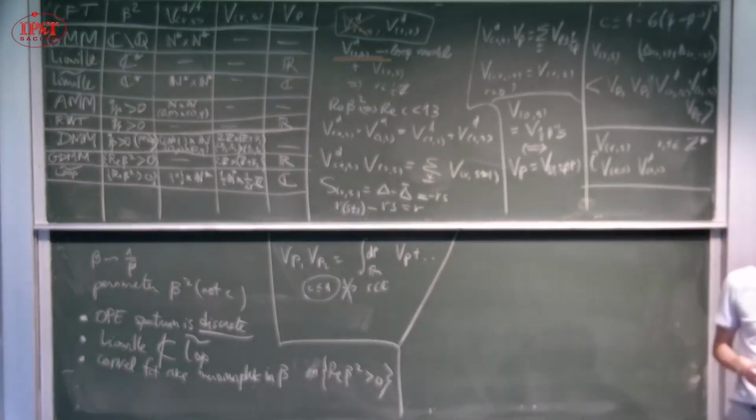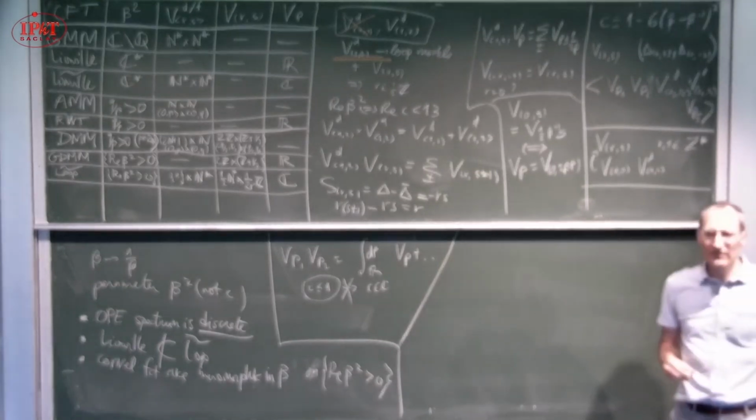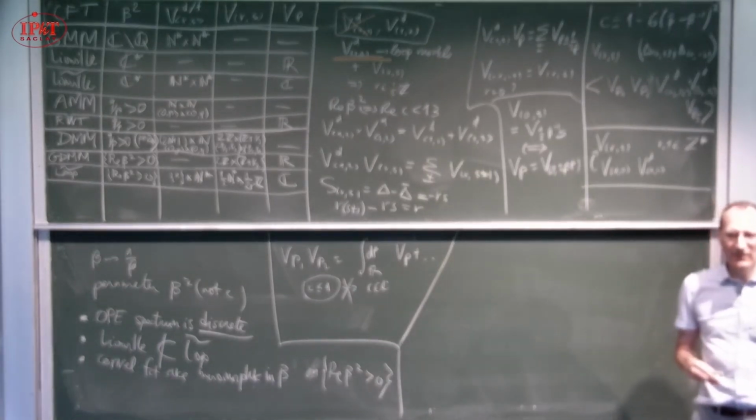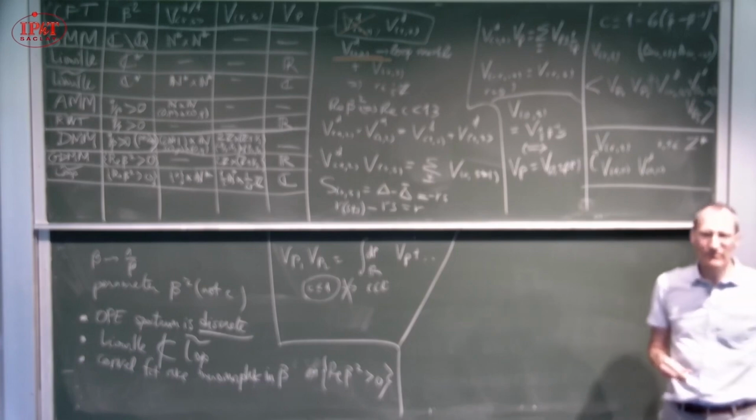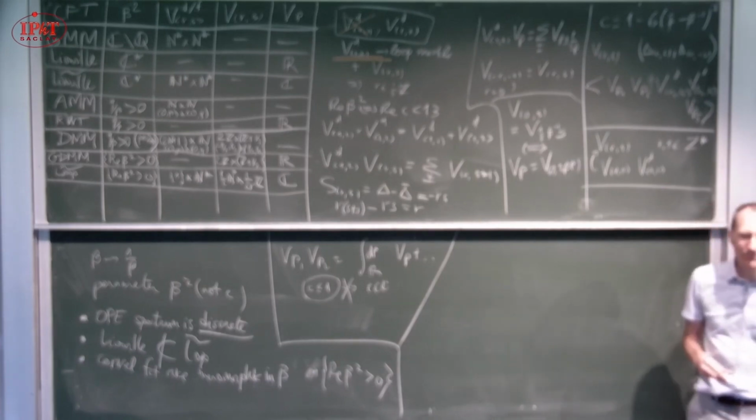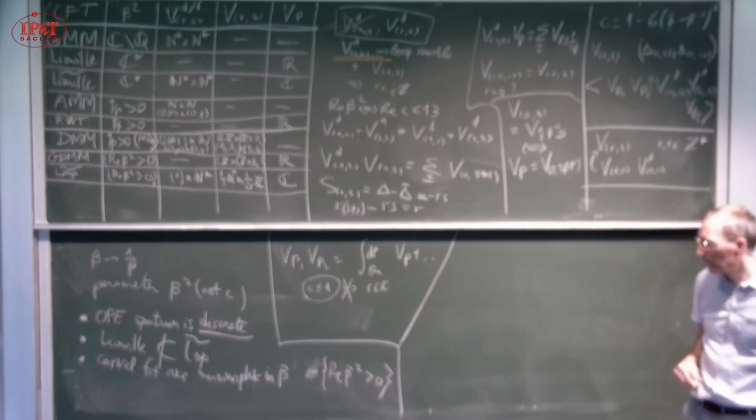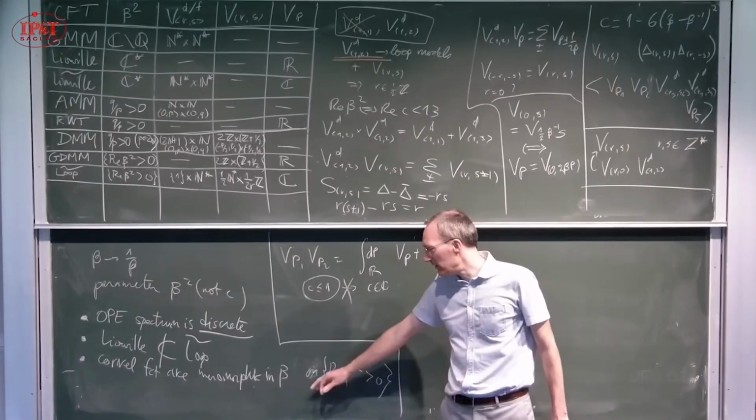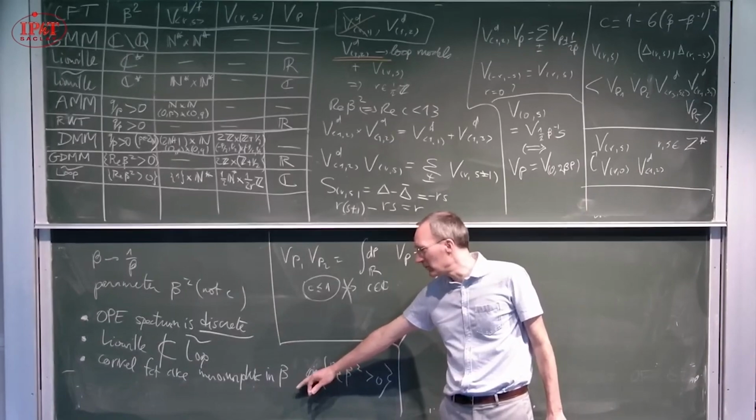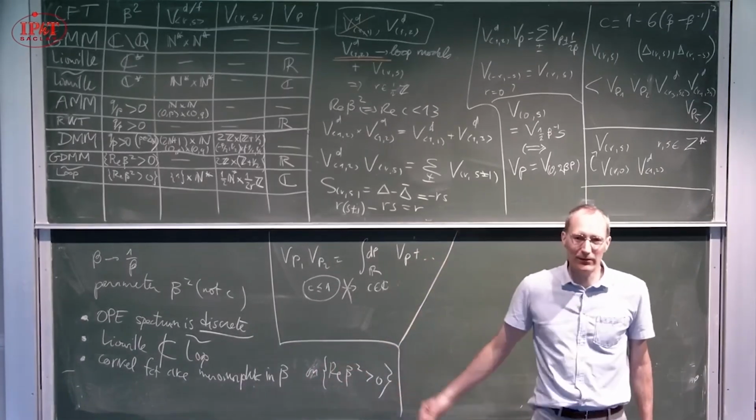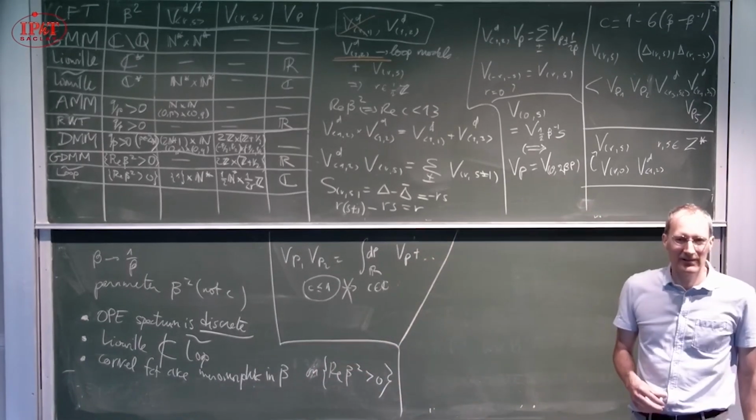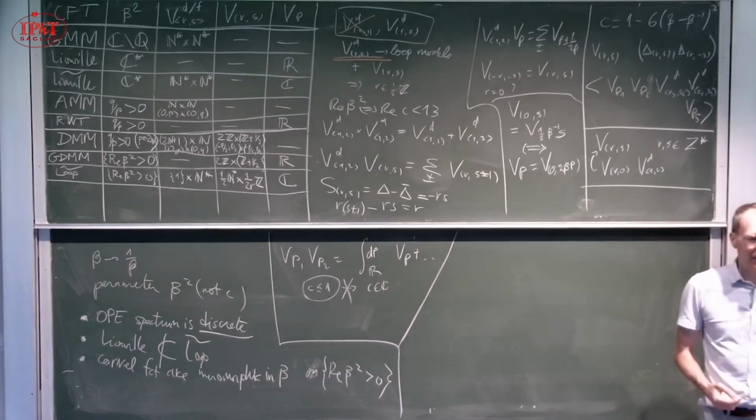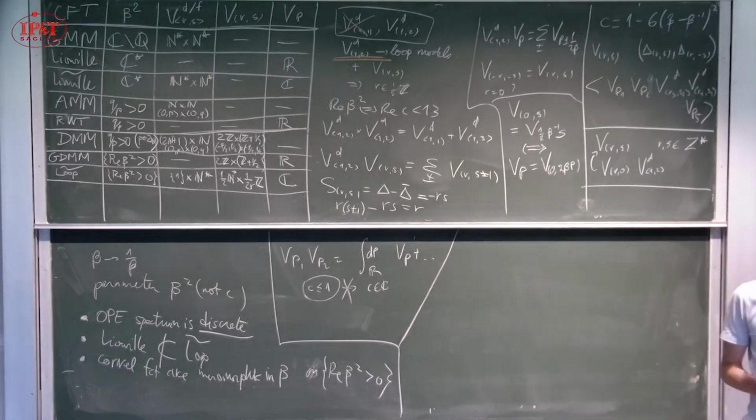So what you assume is not that a given correlation function is meromorphic in beta. You must assume that some kinds of sets of correlation functions are meromorphic. Not just one by one. No, here this assumption means each correlation function is meromorphic in beta. Okay.